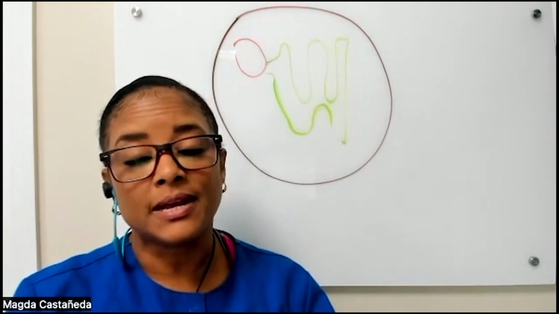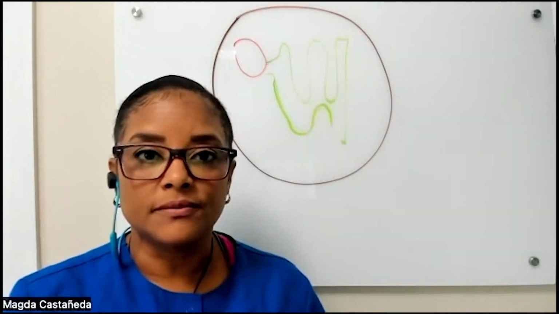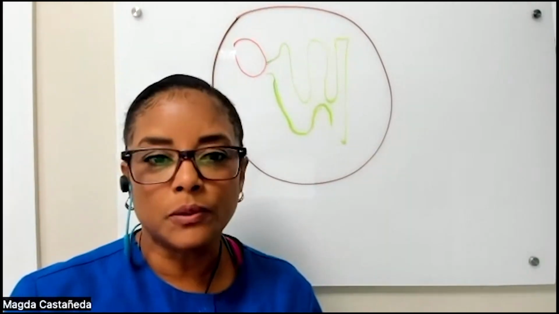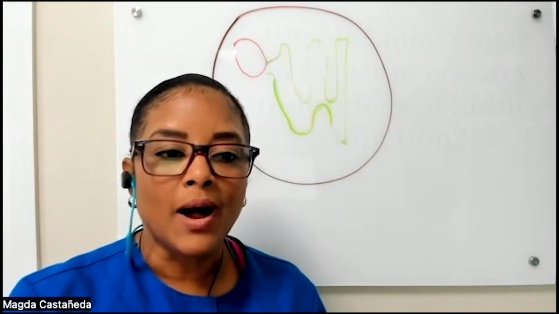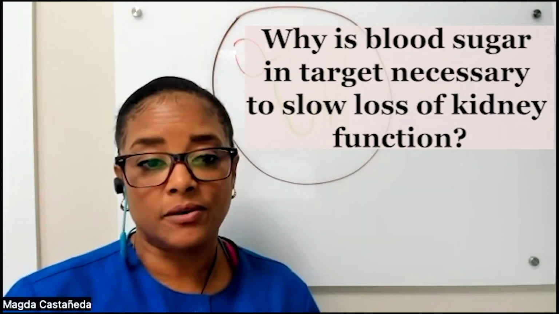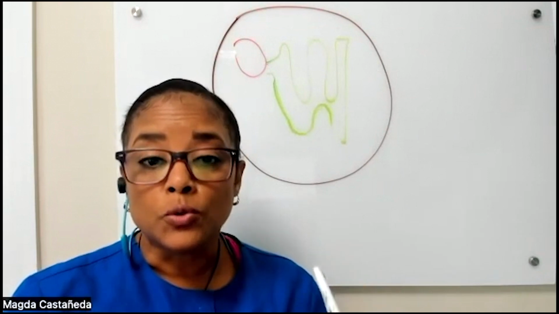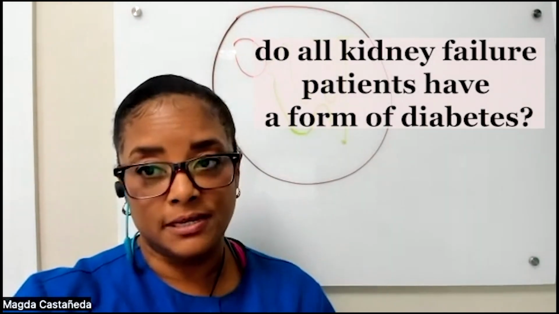Another video so that I could go over the question that I received. This question is from Module 1 specifically, and it says, why is blood sugar in target necessary to slow loss of kidney function? Do all kidney failure patients have a form of diabetes?